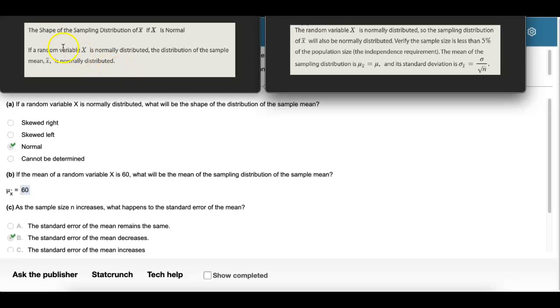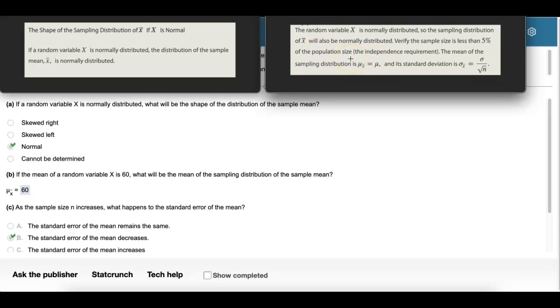First of all, if a random variable x is normally distributed, the distribution of the sample mean is also normally distributed. And that helps us answer part 1 of this problem. Next, if the random variable x is normally distributed, the sampling distribution of x bar will also be normally distributed. First, technically we verify that the sample size is less than 5% of the population size.